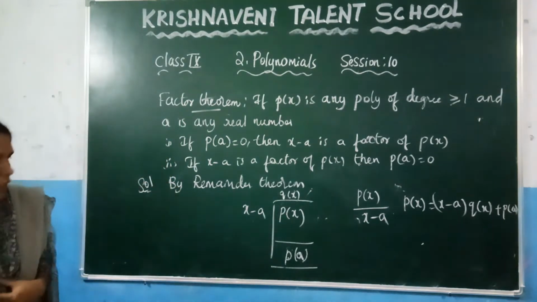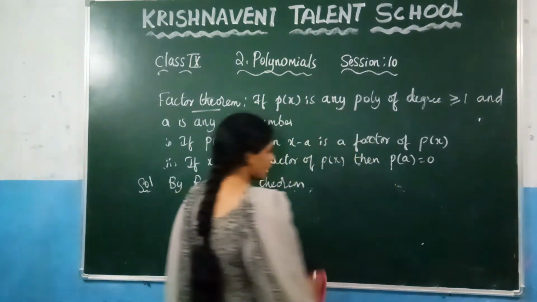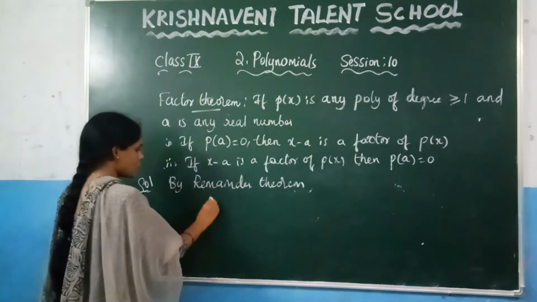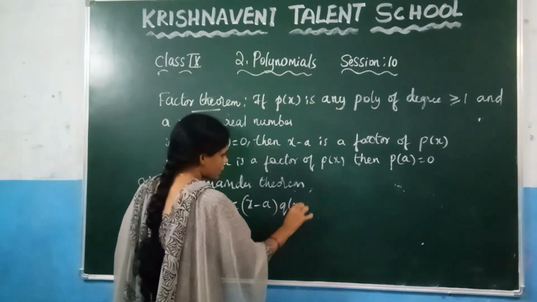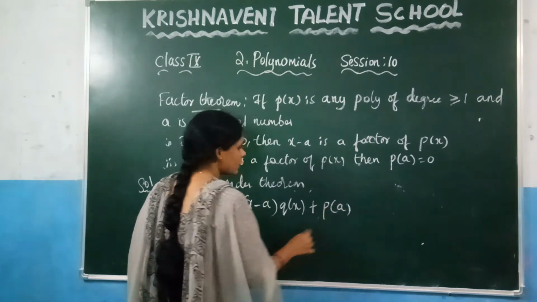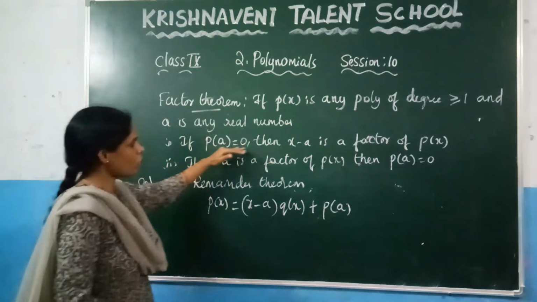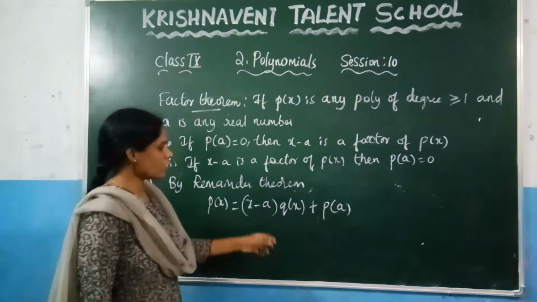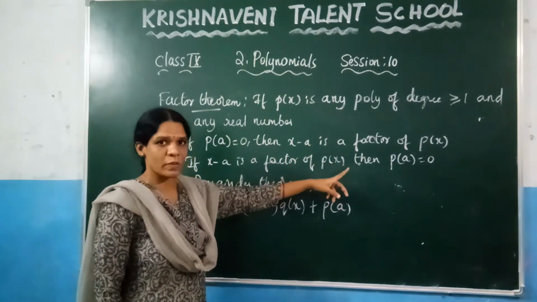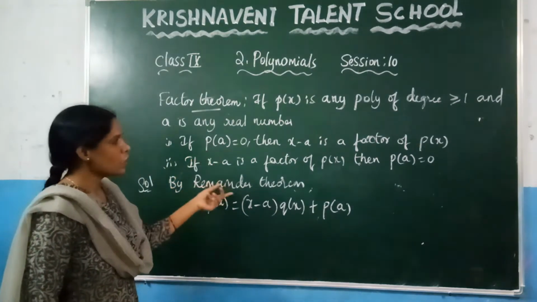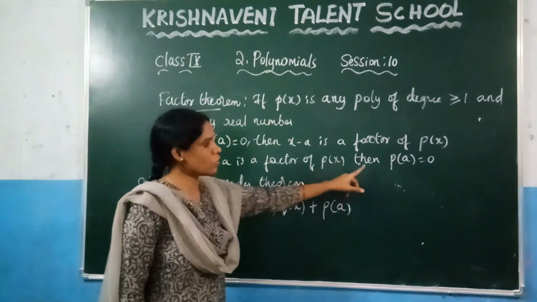Now write that one. We already did this in the remainder theorem. So by the remainder theorem, you can write p of x is equal to x minus a into q of x, which is the quotient, plus the remainder. You know that the remainder is in the form of p of a. Now what is the first condition given here? If p of a is equal to 0, then you need to prove that x minus a is a factor of p of x. That means this condition is given, you need to prove this condition. In the second case, if this condition is given, you need to prove that condition.